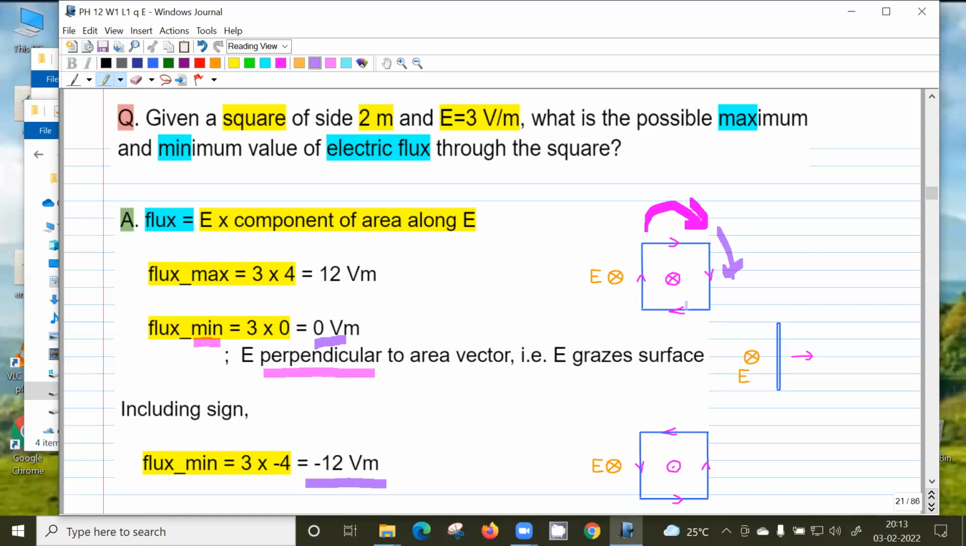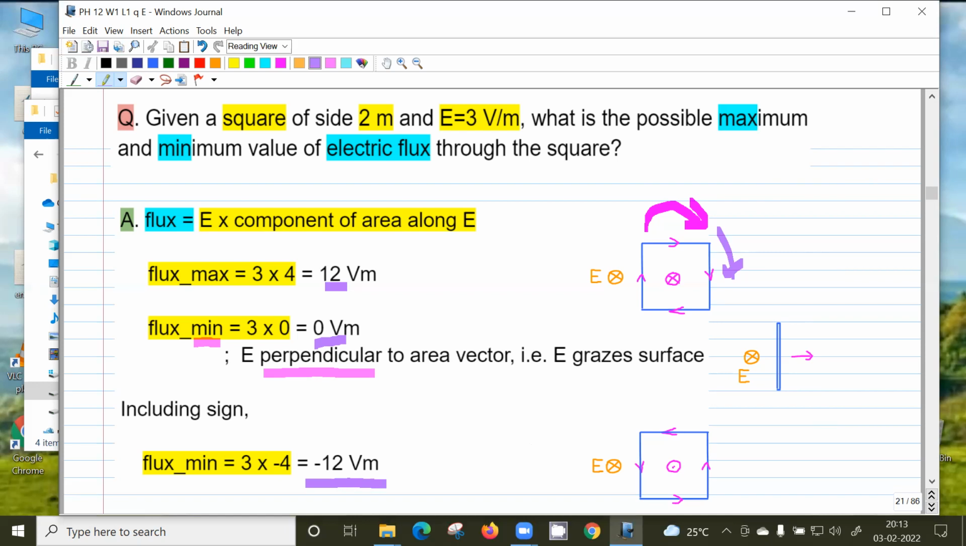Positive flux means the electric field lines are cutting that area in the direction of the area vector. Here also it's cutting, the number of lines is the same, but the direction in which the electric field lines are cutting is opposite to the direction of the area vector. That's why it's negative. But the magnitude is the same. Here it's 12, here it is 12, but the sign is negative. So the flux can also be negative. Is this clear?